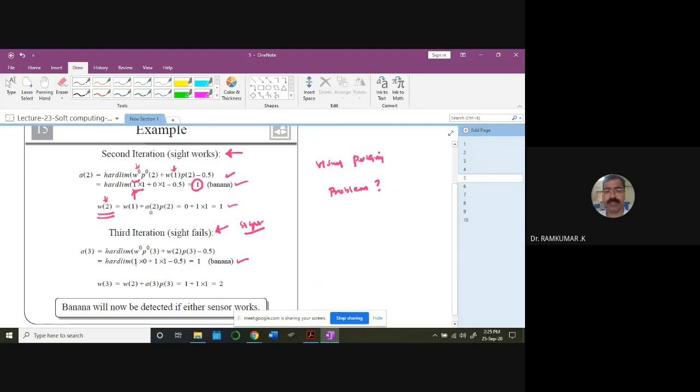What is the formula for weight updation? Output response into input. Both are high, so naturally I'm going to get one. So the updation weight for the conditioned stimulus is going to get increased. Are you getting the point? It's going to become one more. Now, in the next case, when the third iteration comes and the sight fails, what happens? As my newly constructed weight W2 is 1, even though there is no sight information, I am getting my output as 1. So that's the power. Now it's something as if it has learned. The new weight, W3, now becomes 2. So that weight is going to get strengthened.